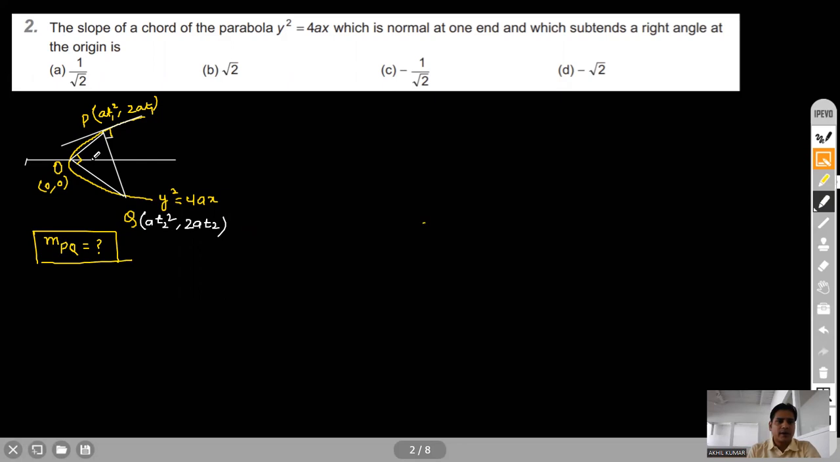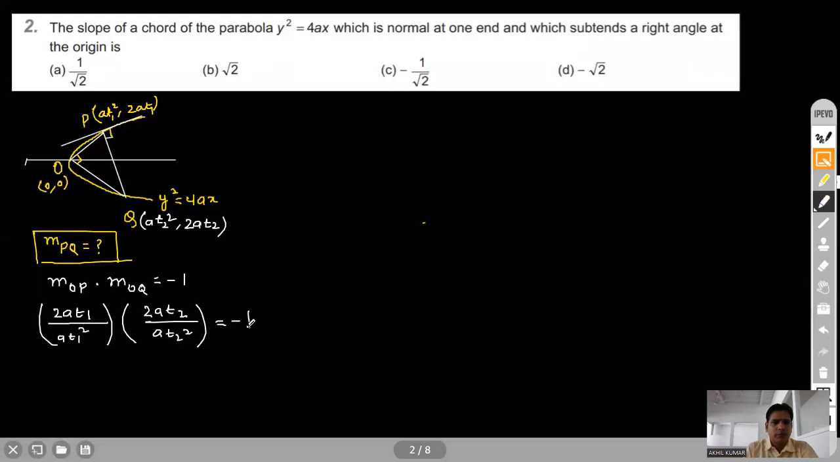One piece of information we have been provided with is that this chord PQ subtends an angle of 90 degrees at the origin. So basically, the slope of OP into slope of OQ is equal to minus 1, right? Since these two lines are at 90 degrees. So what will be the slope of OP? It will be 2at1 minus 0 upon at1 square minus 0. This will be the slope of OP. And what will be the slope of OQ? It will be 2at2 upon at2 square. This must be equal to minus 1.